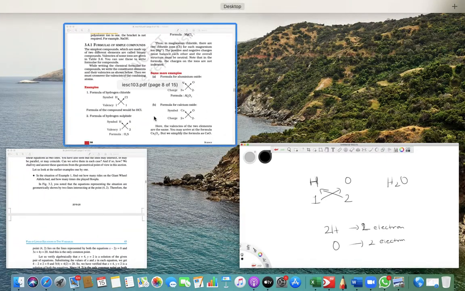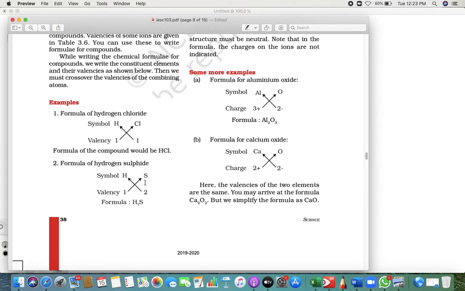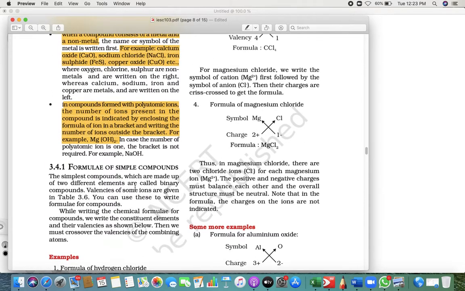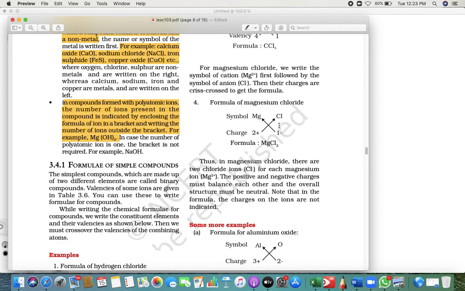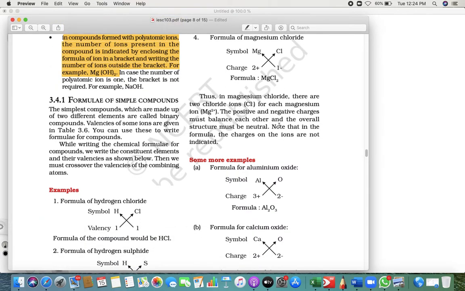Let's see a few more in our textbook. H2S, can you see? 2 hydrogen and 1 sulfur, because the sulfur demand is also the same. Then we will see CCl4. Carbon has 4 electrons to give, but chlorine accepts only 1, so that is why CCl4. Next MgCl2. Mg is ready to give 2 electrons and Cl is ready to accept 1 electron, so we need 2 chlorine atoms. So MgCl2.